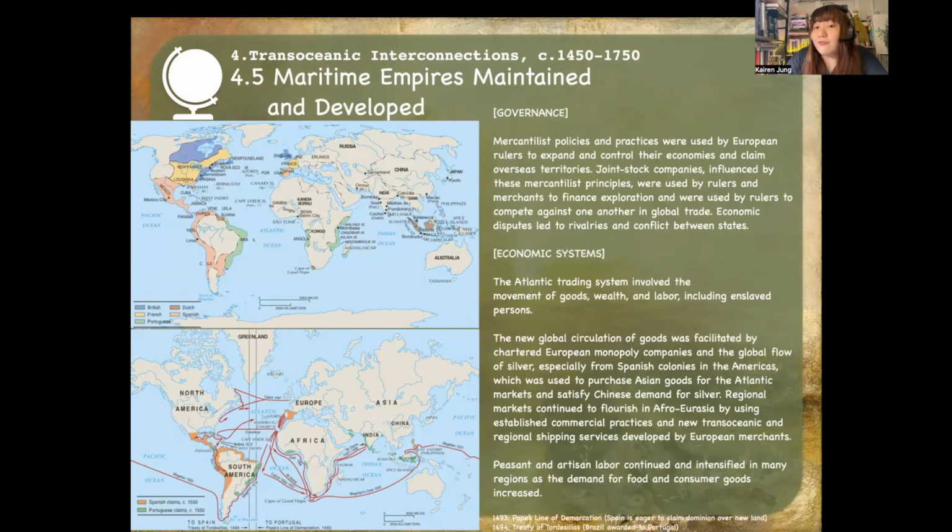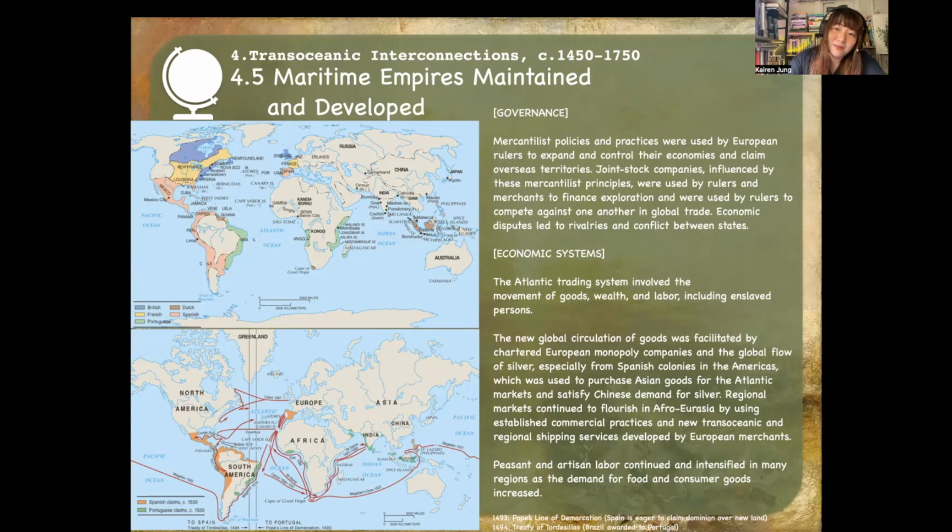In terms of governance, mercantilist policies and practices were used by European rulers to expand and control their economies and claim overseas territories. Joint stock companies influenced by these mercantilist principles were used by rulers and merchants to finance exploration, and they were used by rulers to compete against one another in global trade. Economic disputes led to rivalries and conflict between states.